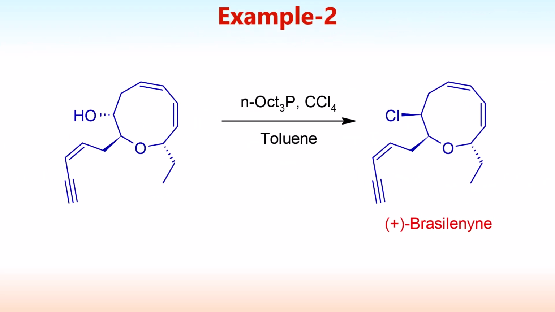The synthesis of brasilinine is one of the best examples of the Appel reaction. In this version of the reaction, tri-n-octylphosphine is used instead of triphenylphosphine. The starting alcohol is a secondary alcohol and is asymmetric. Therefore, the reaction proceeds via an SN2 mechanism leading to inversion of configuration at the alcoholic carbon.